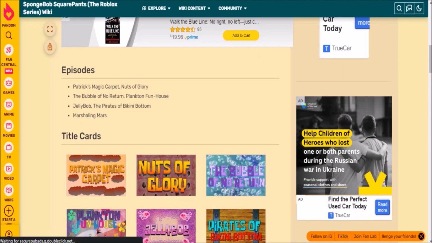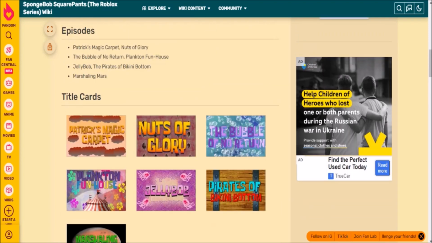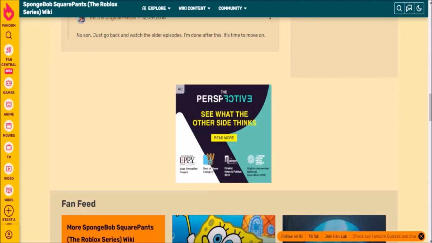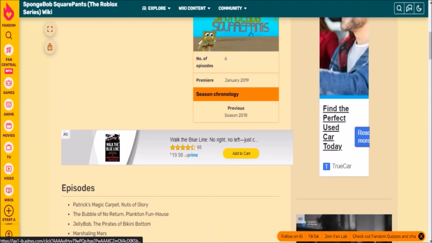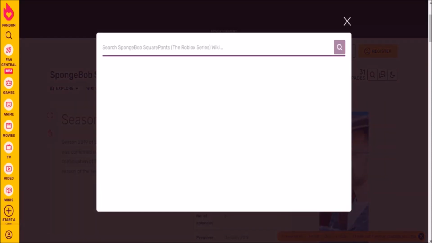Alright, so I want to say that character list is indeed the final article that I created. Yeah, I do want to say that this is the final main article of the SpongeBob Roblox Series wiki. You know what? I'll just type it in. Character list.